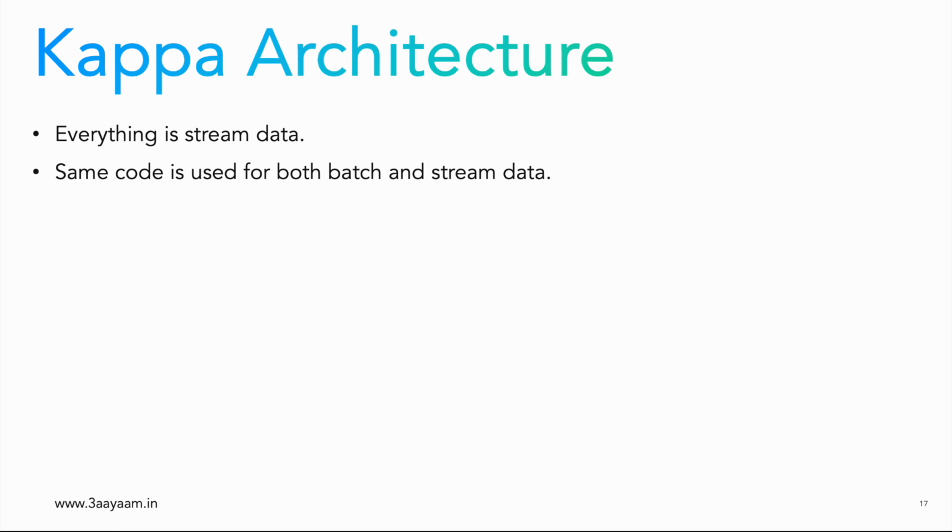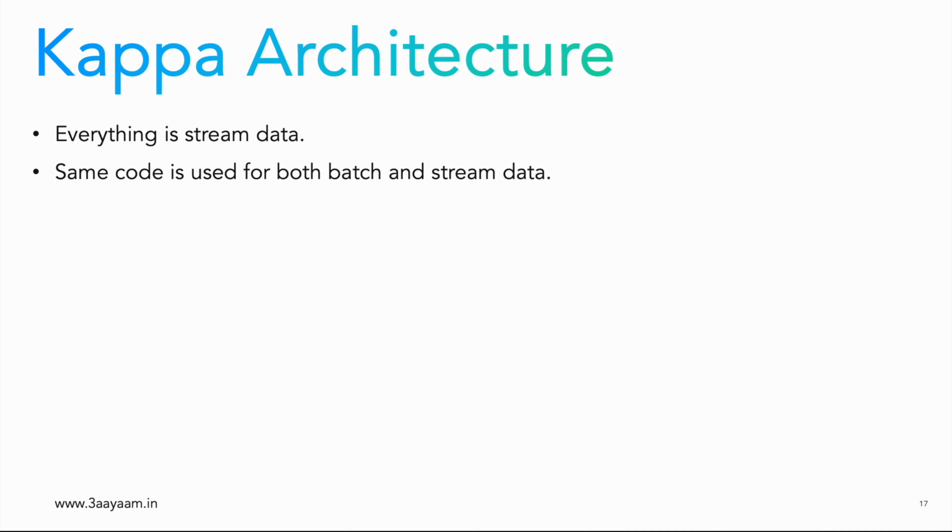The underlying idea of Kappa architecture is that everything is stream data, and you can use the same code for both batch and stream data. Now the question is, how can we consider everything as stream data? Because if you're using a database or file or data warehouse as your source, or APIs for that matter, you might have to use batch processing. For database, data warehouse, and files, definitely you'll have to use batch processing.